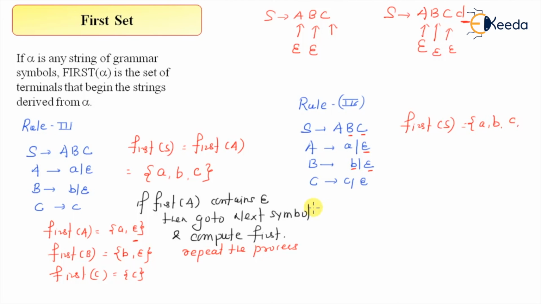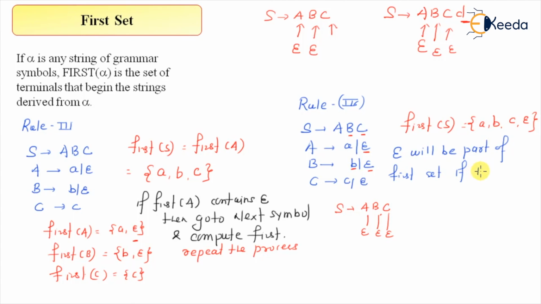Now look at the situation: S derives capital A, B, C, and I can reduce each symbol to null. A, B, C are all reducible to null, so first of S will in that case include a null. When epsilon or null is directly derived, epsilon will be part of the first set.